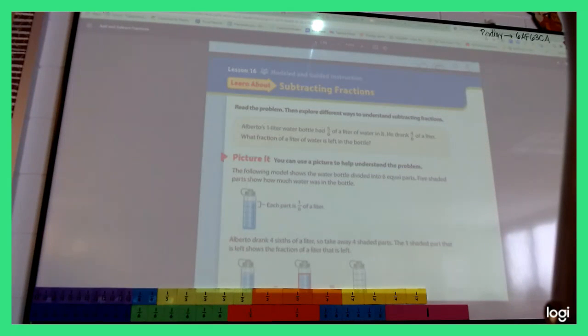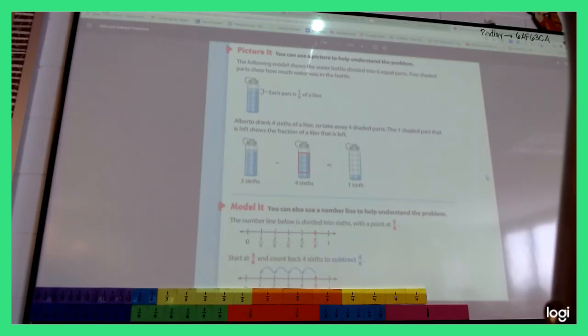The following model shows the water bottle divided into 6 equal parts. 5 shaded parts show how much water is in the bottle. All right, thank you, Quentin.